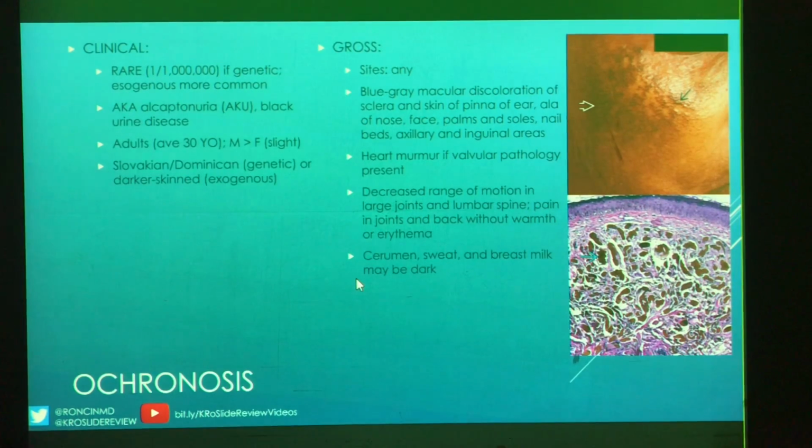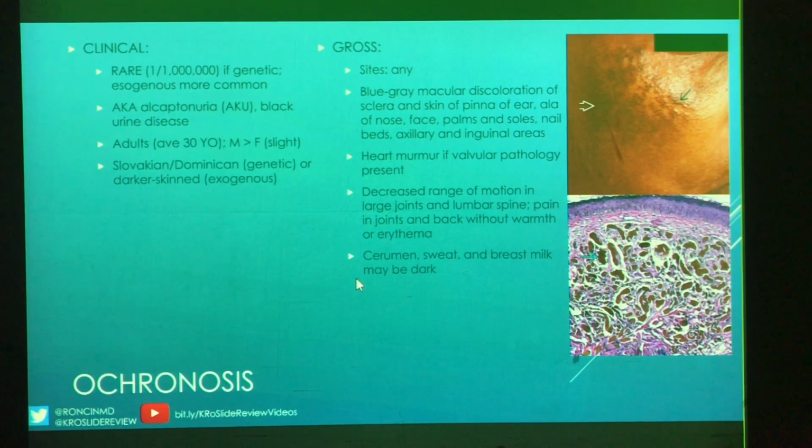So this is a rare condition, okay? So it occurs in 1 in a million. So literally, if you have this, you are 1 in a million. And if it's genetic, then esophagitis is more common. Okay. This is also known as alkaptonuria or black urine disease, or association with alkaptonuria and black urine disease. And this tends to occur in younger adults, so we're looking at people who are around 30 years old, and there's a very slight male predominance. For genetic, that makes more sense now.